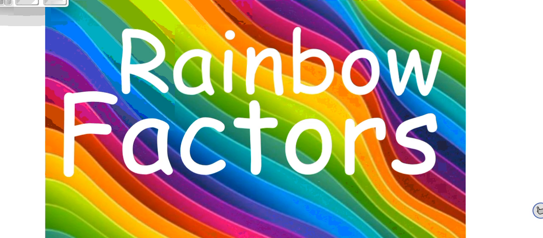Okay, we're going to do some rainbow factoring today. And so, what is rainbow factors? We're just really going to get ready for identifying greatest common factors. So, when you see GCF, know that that means that we're talking about the greatest common factor. And so, here we go.